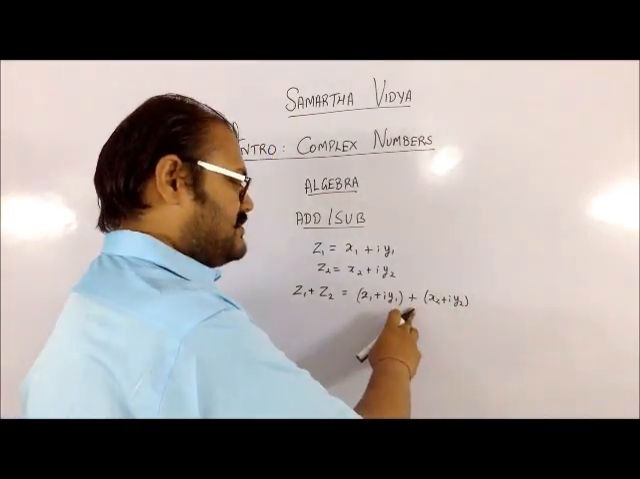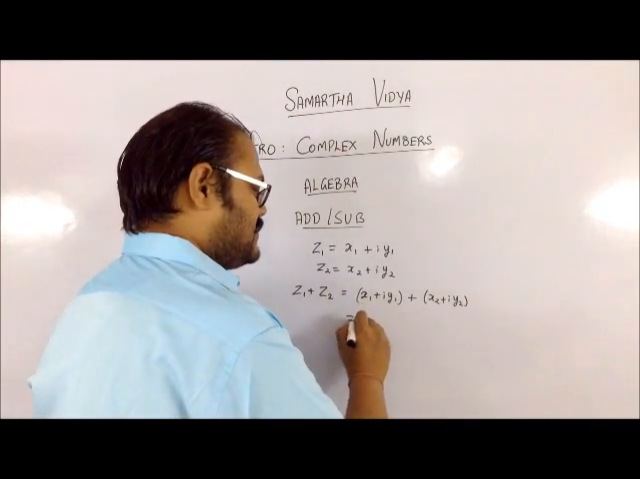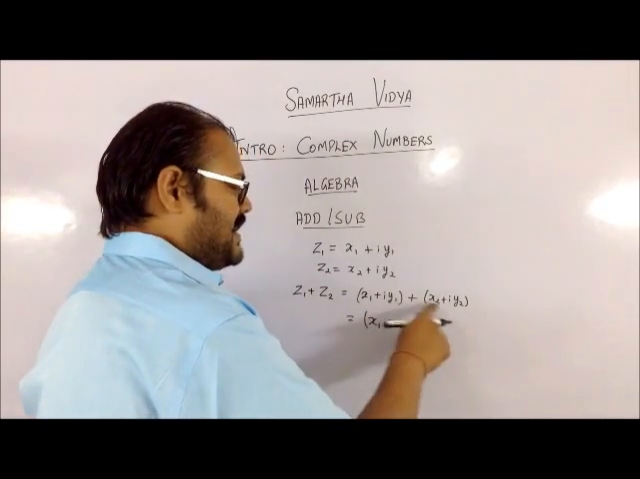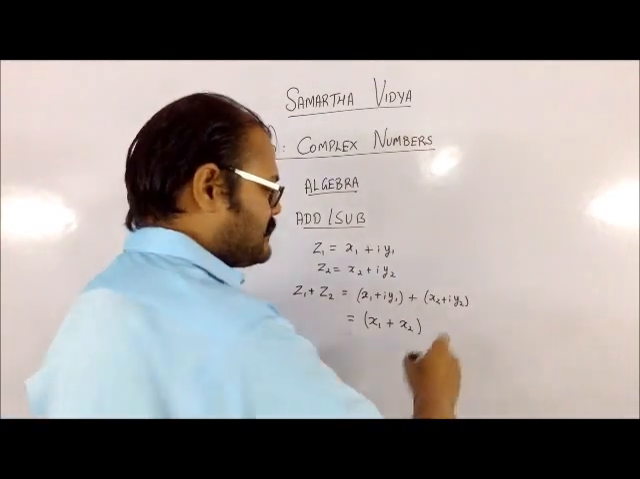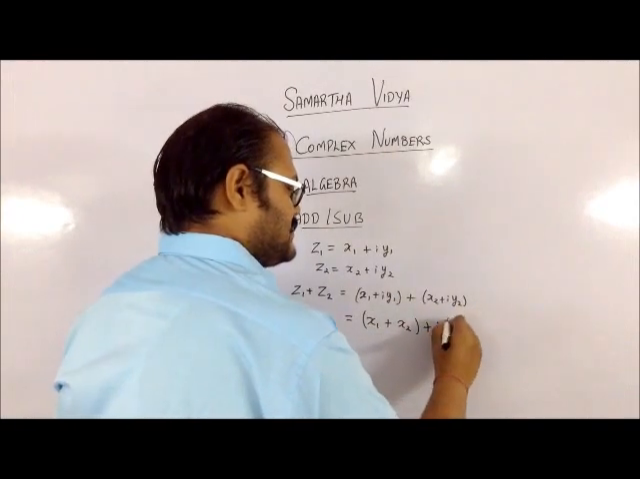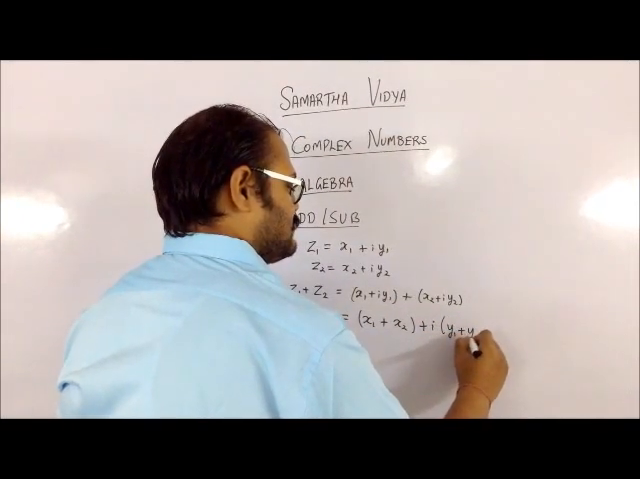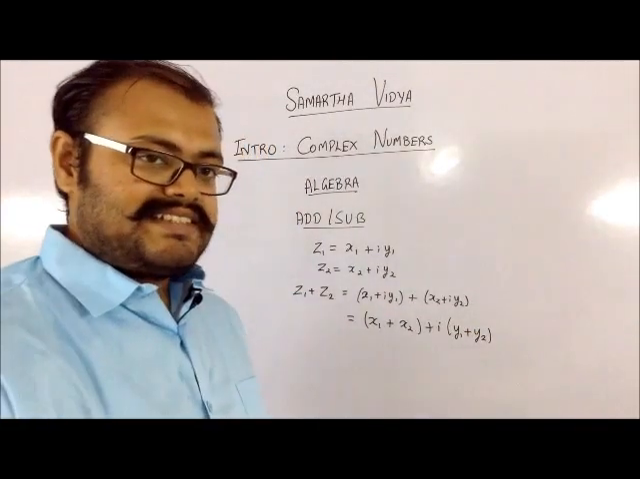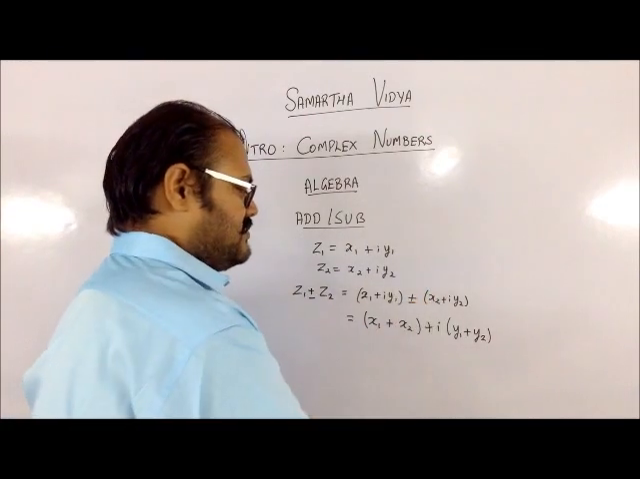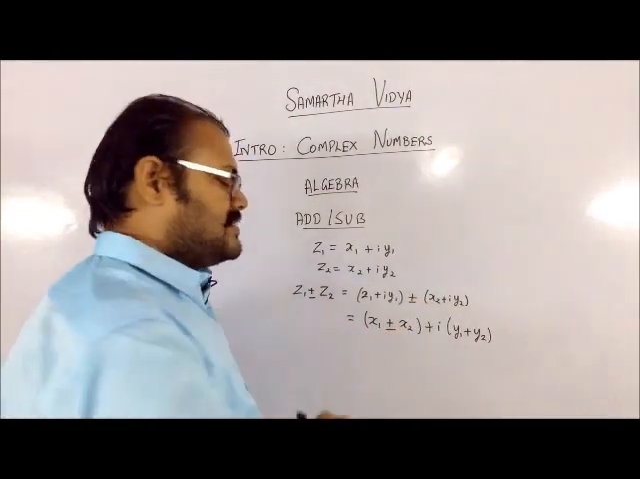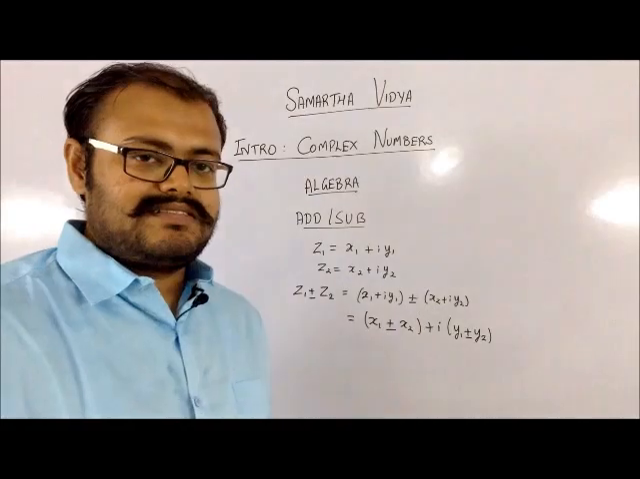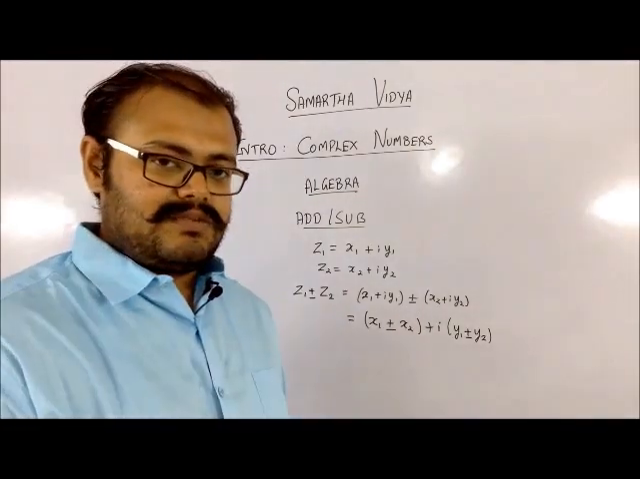If there is a plus sign in between, the real part of the end result will be x1 plus x2. So I'm adding the real parts of the two complex numbers. If I want to find the imaginary part, I take the i common, and the imaginary parts will just be added up. On the same basis, if I want to find the subtraction of these complex numbers, then it will be a mere subtraction of the real parts and a subtraction of the imaginary parts. So that is how we add and subtract two complex numbers.